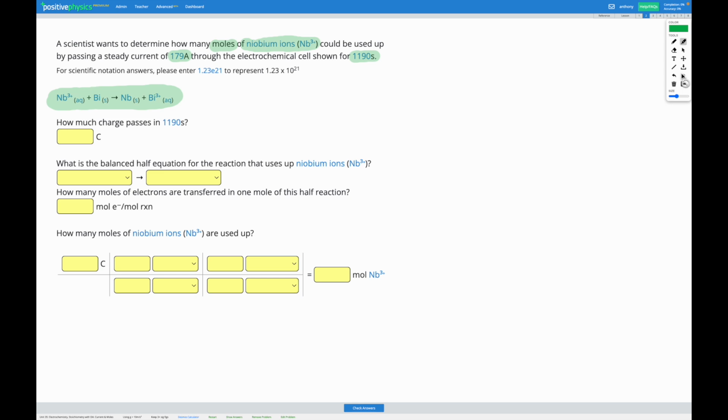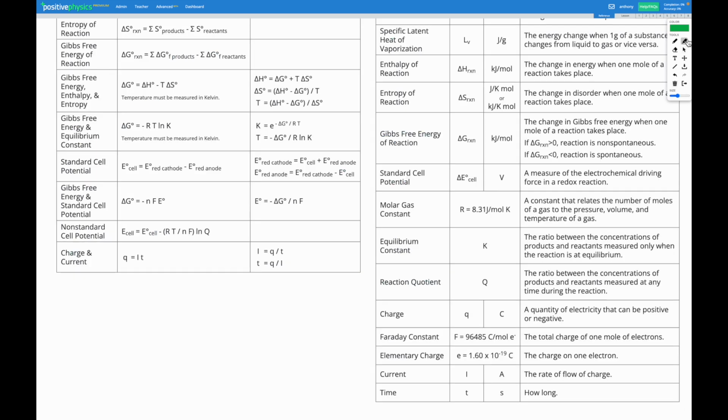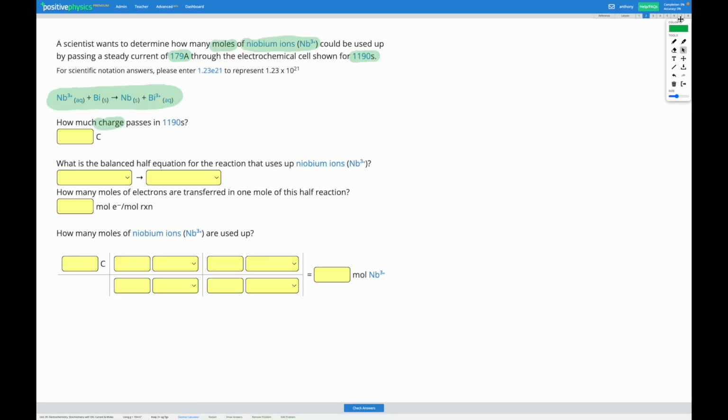Our first step is figuring out how much charge passes in 1,190 seconds. Let's head to our reference sheet. Here's our equation for charge and current. Q equals IT. So charge equals current times time. We've been given the current here, it's 179 amps. And we've been given the time here, it's 1,190 seconds.